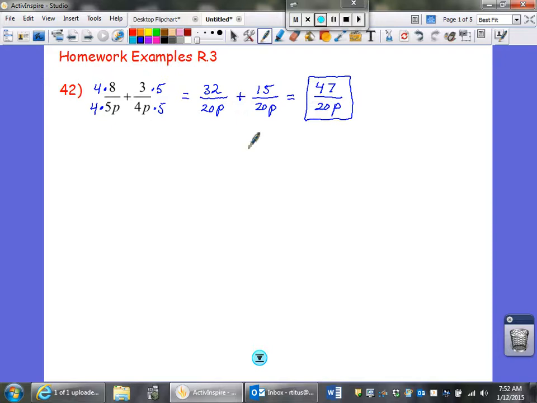Now, if it was my own paper, I would have looked at this and said this is 32 plus 15, and I would have written 47. And I would have said, well, these have a common denominator of 20p. So I would have completely left out this step. As long as this work is over here to prove what I'm doing, that is an okay step.